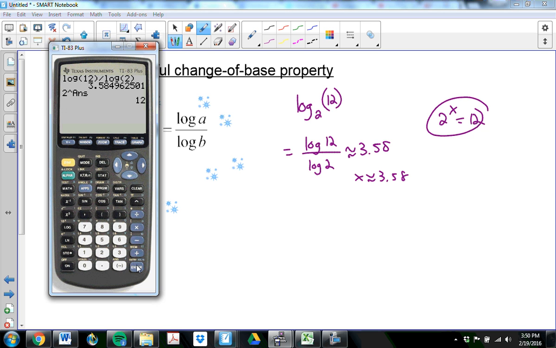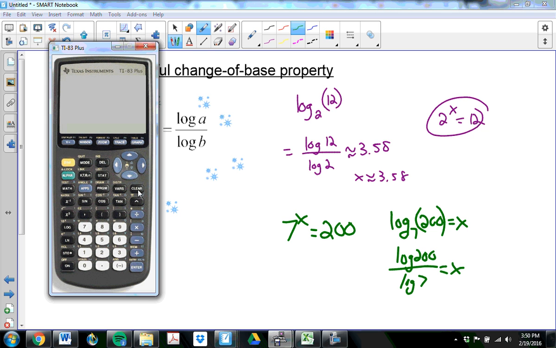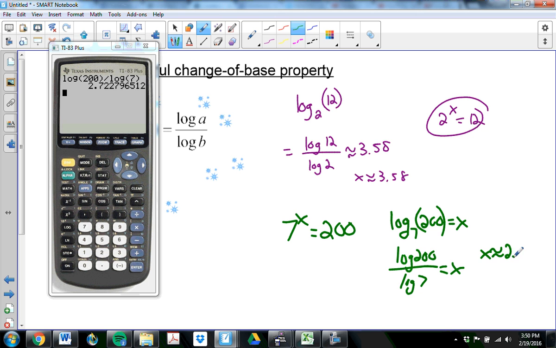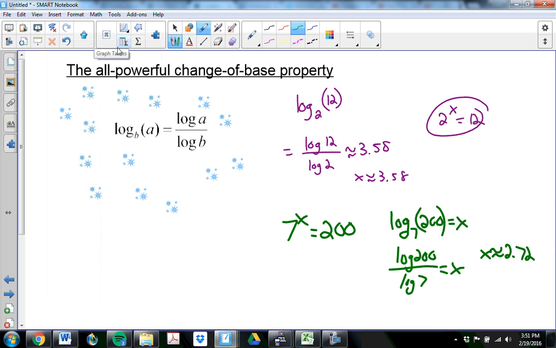I can actually use this to solve most of my exponential problems now. So if I had 7 to the x equals 200, I don't know what that is, so I convert to log form. Log base 7 of 200 equals x. And then I do the change of base formula. Log 200 divided by log 7 equals x. Make sure you close your parentheses all the time. 2.72. So 7 to the 2.72 comes out to 200. It's the change of base property, and it's just so awesome.